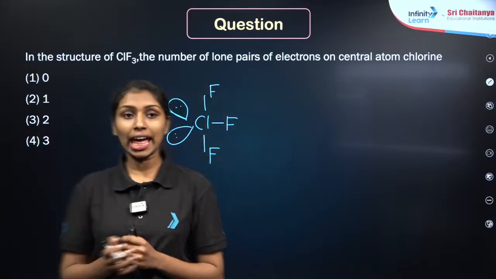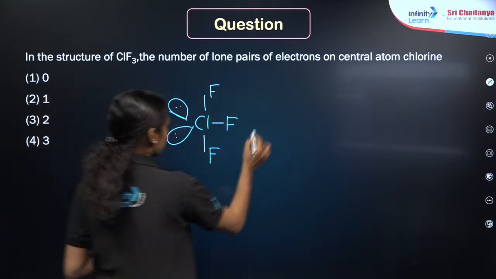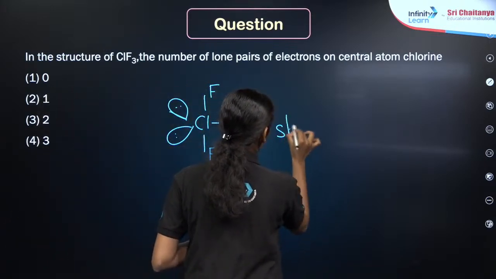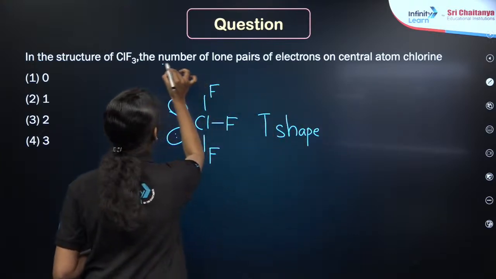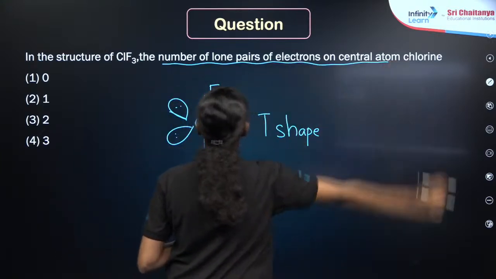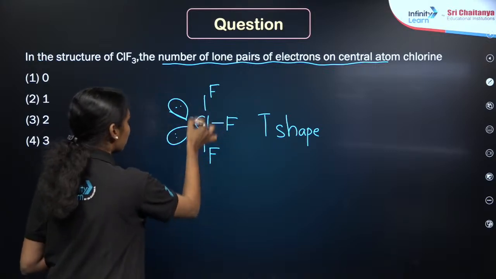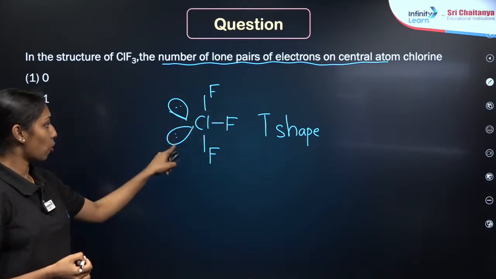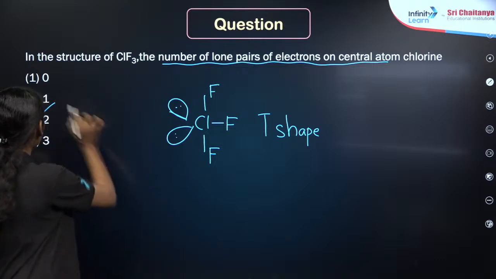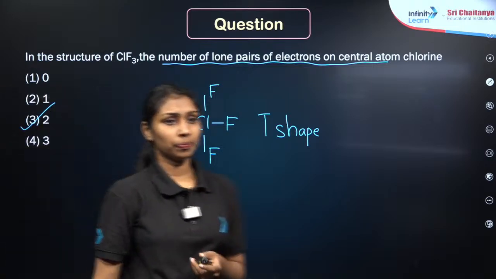ClF3, right? ClF3 has 2 lone pairs and its shape is T shape. So our question is to find the number of lone pairs on the central atom. The central atom is chlorine here. It has 3 bond pairs plus 2 lone pairs, which means option 3 will be the correct answer. Clear?